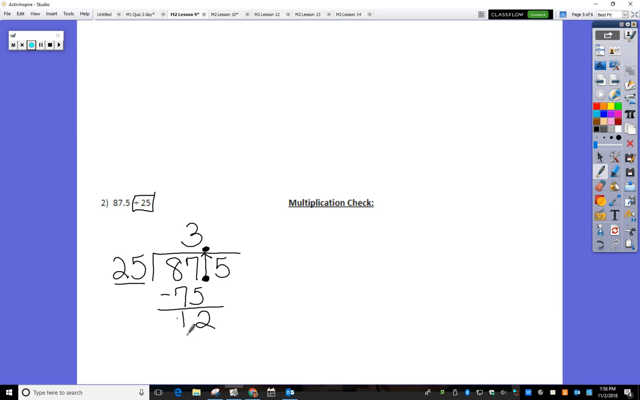Stop and check. 12 is less than 25. So I'm good to move on and bring down the 5. So 25 goes into 125 5 times, because $1.25 would be 5 quarters. And that works out to a 0. So to do my multiplication check, I'm going to take my 3.5 and multiply it by my 25.